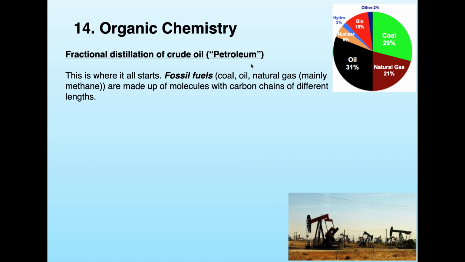Sometimes crude oil is called petroleum. Crude oil is a big mixture of molecules with carbon chains of different lengths. Now we've seen mixtures before, the classic mixtures. Air is a classic mixture, isn't it? And crude oil is another classic mixture. We'll talk about how we separate the components of this mixture in a minute.